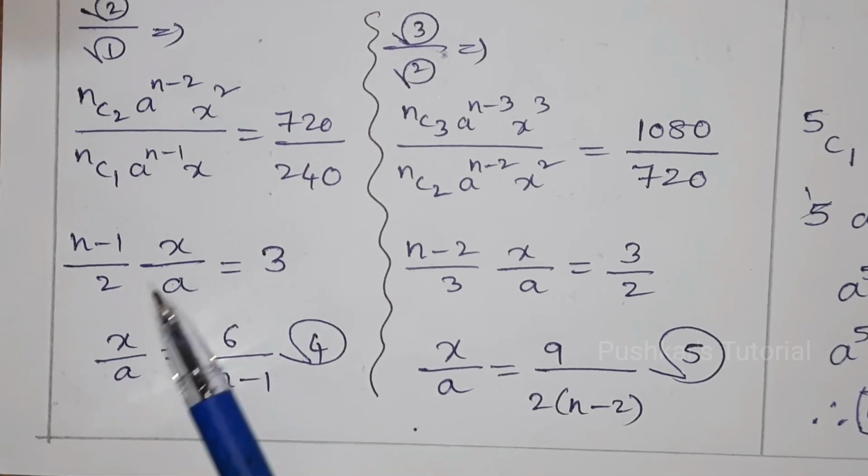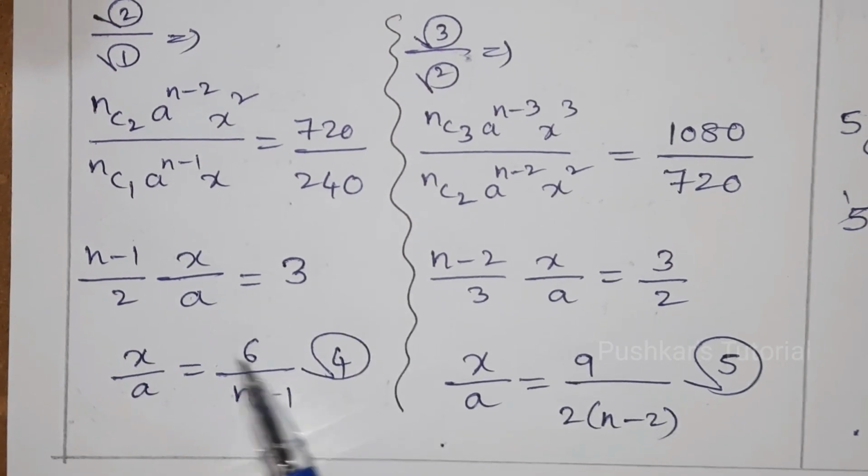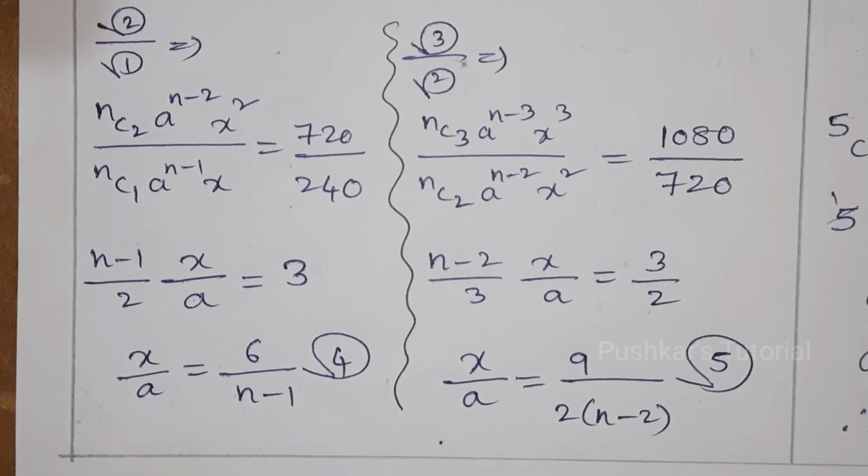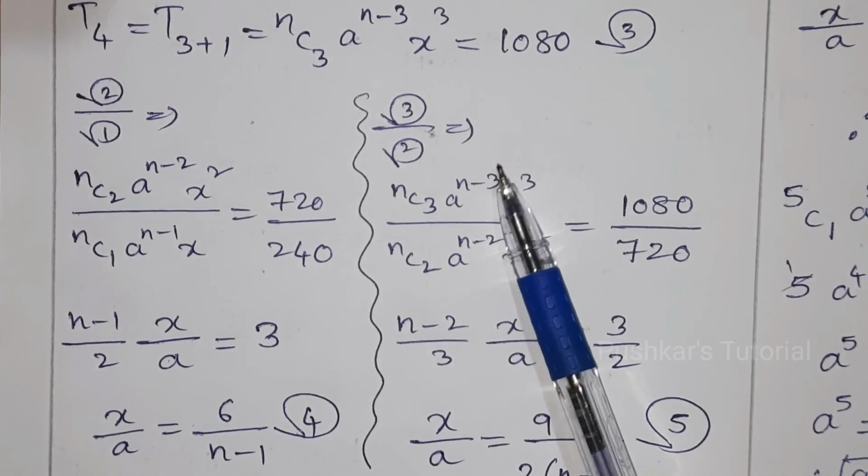So I am keeping x by a on the left side, sending the rest to the right side. So 2 3s are 6, the numerator will be the denominator. Keep this as equation 4. Next, equation 3 by 2, as I told.